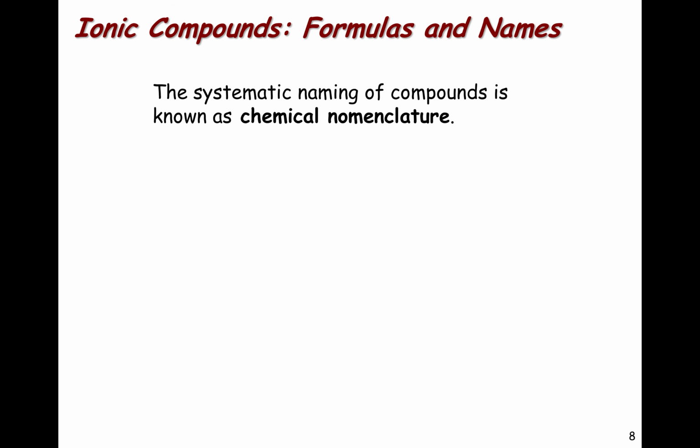At this point, we will need to discuss a little bit about how to go about naming various ionic compounds. This is given the term nomenclature. Nomen is the Latin word for name, and so this is a systematic way of going about naming things.